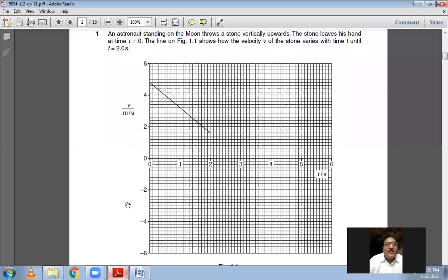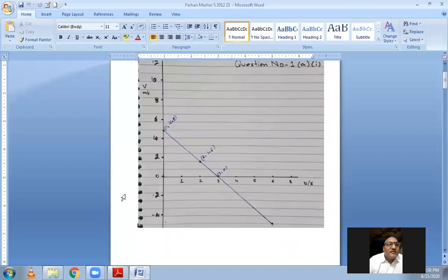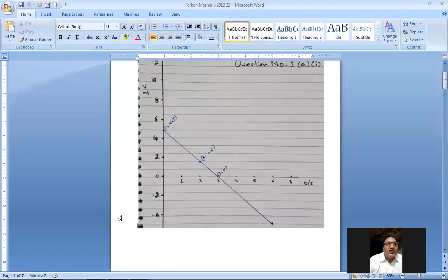That was the first part. Let's see what the next questions are. This was a 1 mark question. Then he says, state the value of the time when the stone is at its highest point. When that graph crosses the x-axis, at that time the ball is at its maximum height, when the velocity is 0. That happened at time 3 seconds. So 3 comma 0, we write that.